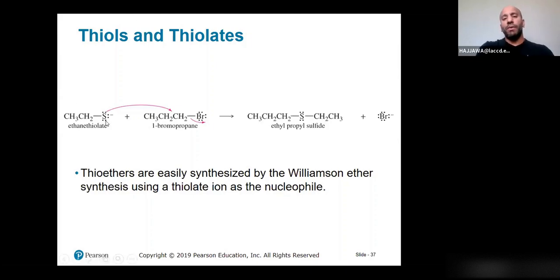And in this example, we see here that the S minus attacks CX. It's an SN2 pathway. I have a primary alkyl halide, so that's going to give me basically the ethyl propyl sulfide. And that's how we make sulfides. We generate a thiolate from a thiol, and we attack an RX to end up getting the sulfide structure.